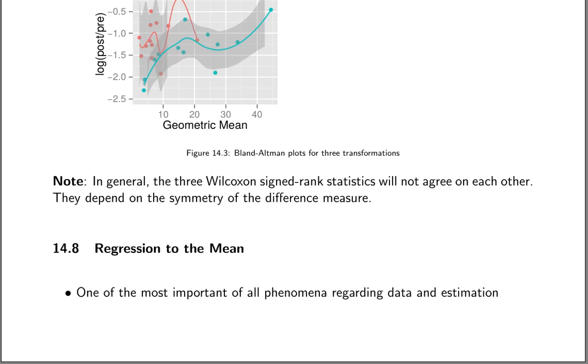Regression to the mean is one of the most important statistical phenomena that exist. It affects everyday life, and many researchers do not know when they're in the middle of regression to the mean. This material is taken from Biostatistics for Biomedical Research.